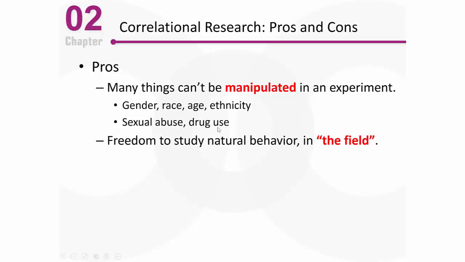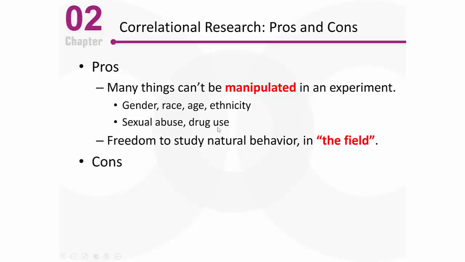Another good thing about correlational research is I have the freedom to study natural behavior out there in the field, in the real world. So you're going to see that in experiments, I often really need a lot of control, but in correlational research, I'm just measuring variables. I don't need all that control. So I can study all kinds of things wherever they naturally exist. That's a good thing. What are some of the cons of correlational research?